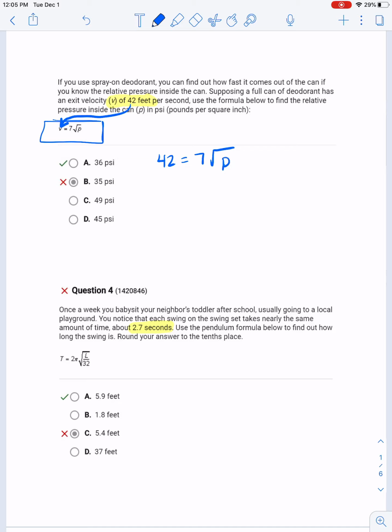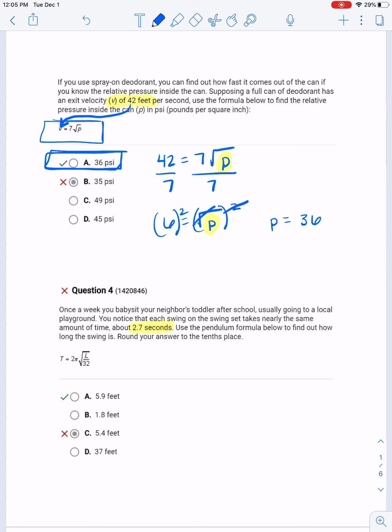And then what we're going to do is try to get P by itself. So if I want to isolate P, the first thing I'm going to do is divide by 7. So 42 divided by 7 is 6, equals the square root of P. And then I still want to isolate P. My goal is to get P by itself. So to get rid of the square root, I square both sides. The square and the square root then are going to cancel, and I get P equals 6 squared is 36. And so that's where the answer comes from. 36 PSI, pounds per square inch.